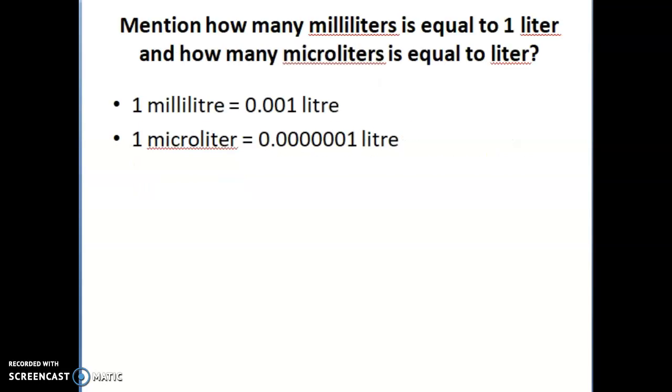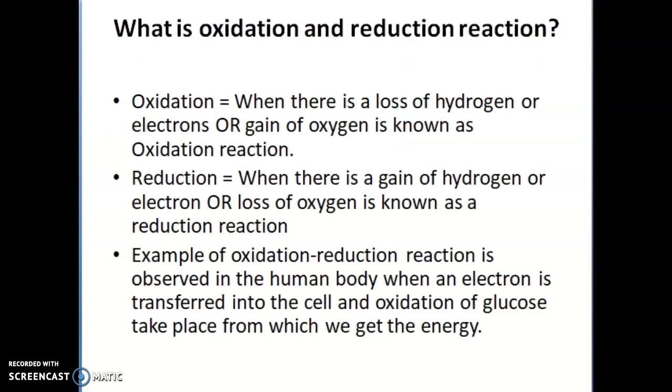Mention how many milliliters is equal to 1 liter and how many microliters is equal to a liter. So we know that 1 liter is equal to 1000 milliliters. So to find it out, 1 milliliter we divide by 1000, we get 0.001 liter, and 1 microliter is equal to 10 raised to minus 6 liters, right?